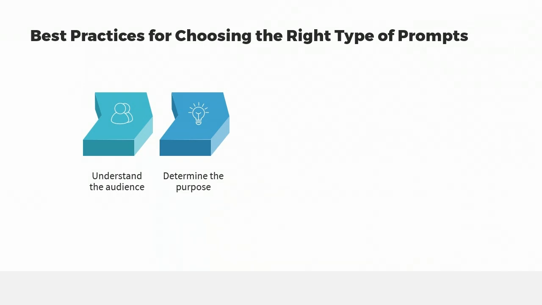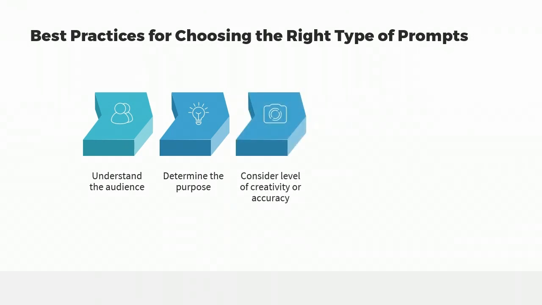Determine the purpose of the prompt. Ask yourself, what do I want to achieve with the prompt? Is it to provide information, generate ideas, or engage in conversation? The purpose of the prompt will influence the type of prompt that is most appropriate. Consider the desired level of creativity or accuracy. If you want ChatGPT to provide more creative responses, then open-ended prompts might be the best choice. On the other hand, if you need ChatGPT to provide more accurate information, then closed prompts might be more appropriate.